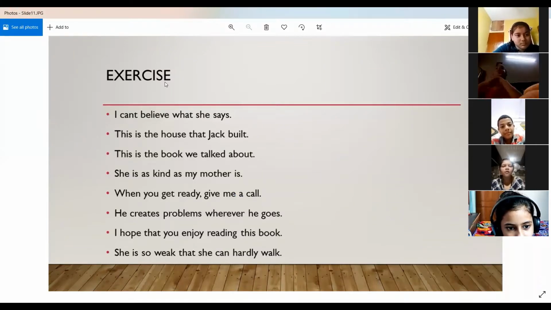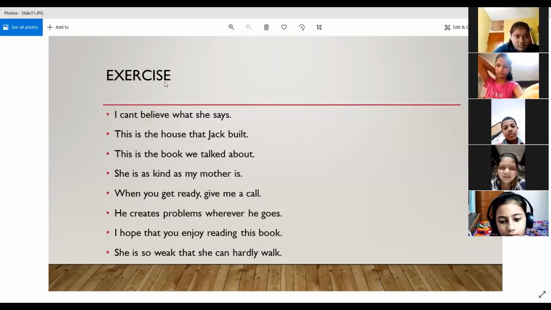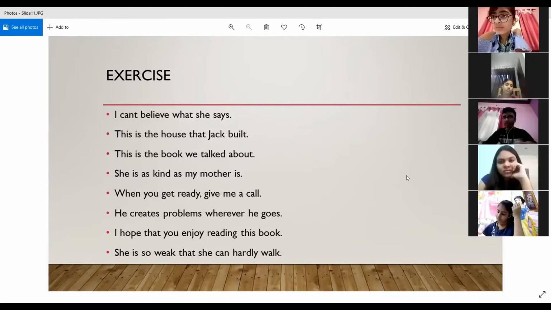Miscellaneous exercise. Over here, all types of phrases and clauses are there. It can be a noun clause, an adjective clause, or an adverb clause. So everything is jumbled up. Now you will have to decide what kind of clause is present in which sentence. Till now we were doing everything separately. Only adverb clauses were present, only adjective clauses were present, but now everything is jumbled up. So it will make the exercise interesting also.